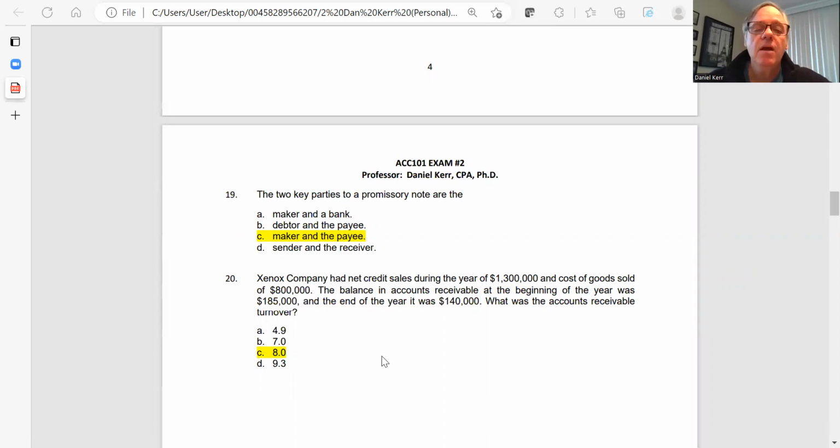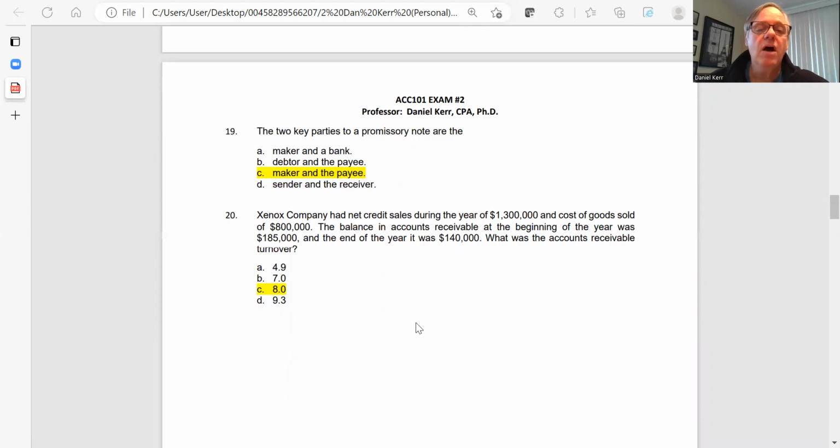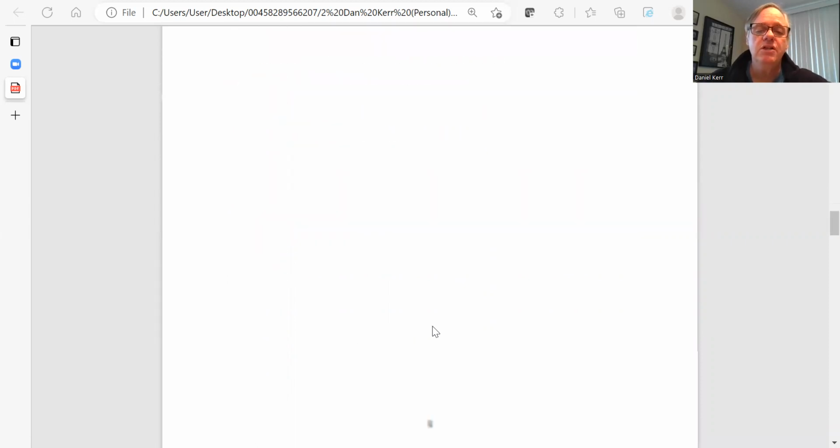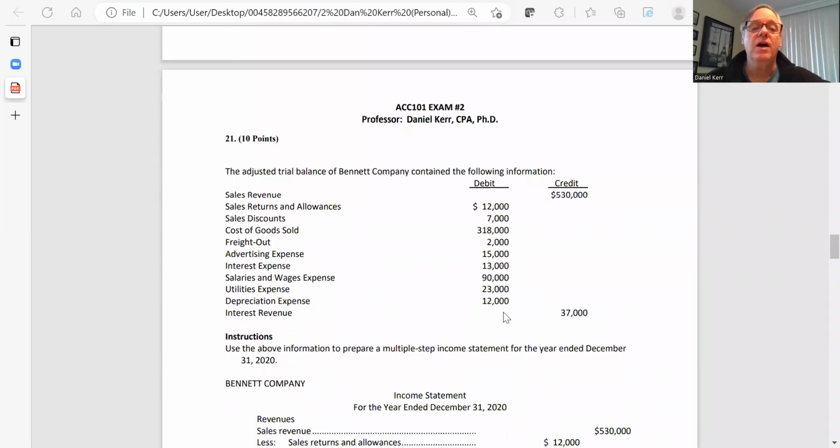And then the last one, what they want is the accounts receivable turnover. You would take the credit sales of 1,300,000 and divide that by the average of 185,000 and 140,000. I think that average is 162,500. So take 1,300,000, divide by 162,500, and you should get 8, and that's the answer there. C is 8. Okay, so 20 multiple choice questions worth 3 points each, and then 4 short little problems here.